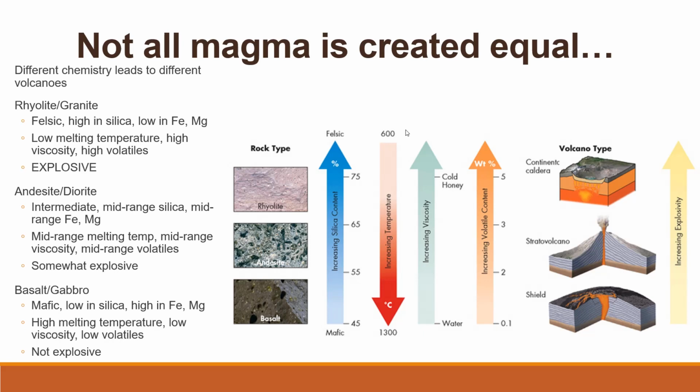So the more silica, the lower the temperature, the higher the viscosity, the higher the volatile content, the more explosive our eruptions are going to be. So rhyolite and granite, our felsic materials, tend to be very explosive. They have a low melting temperature, a high viscosity, and a high amount of volatiles. Whereas basalt and gabbro, our mafic rocks, have high melting temperatures, low viscosities, not a lot of volatiles, so they tend to be not very explosive.